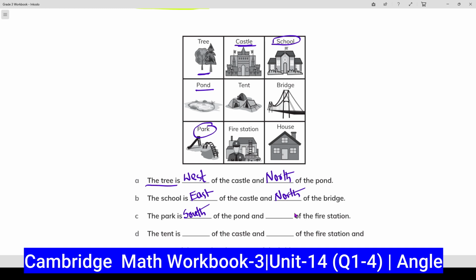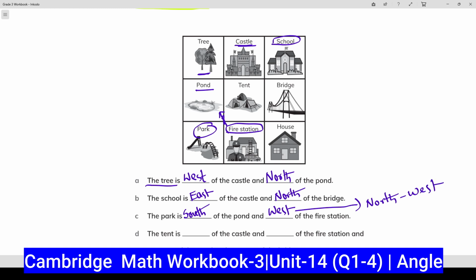Where is the fire station? This is the fire station. And we are trying to find out the pond. So the direction is like this way. So this one we can say it's the east, right? Or west. Look, first this is the upper place and left side. So this one we can say northwest. We can write west, or we can write northwest.